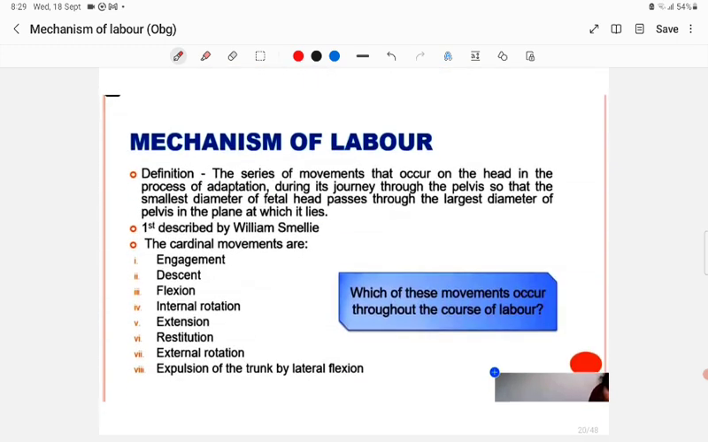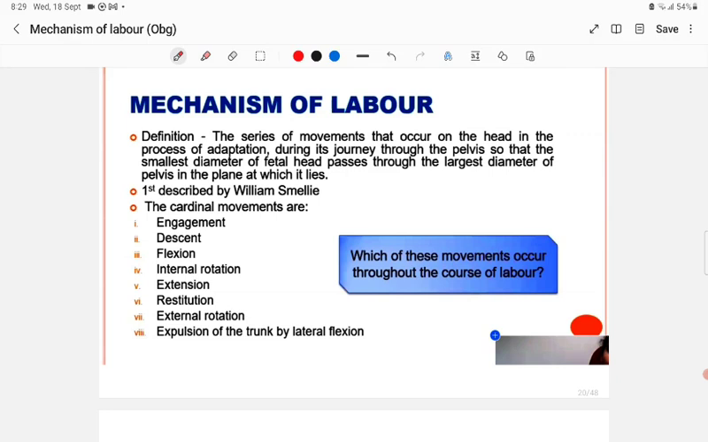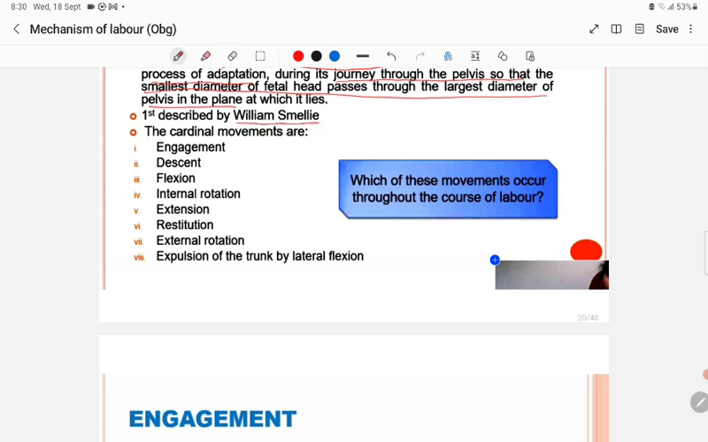Okay. What is the mechanism of labor? The definition: it is the series of movements that occur on the fetal head in the process of adaptation during its journey through the pelvis, so that the smallest diameter of the fetal head passes through the largest diameter of the maternal pelvis at which it lies. Very important. It was first described by William Smellie.